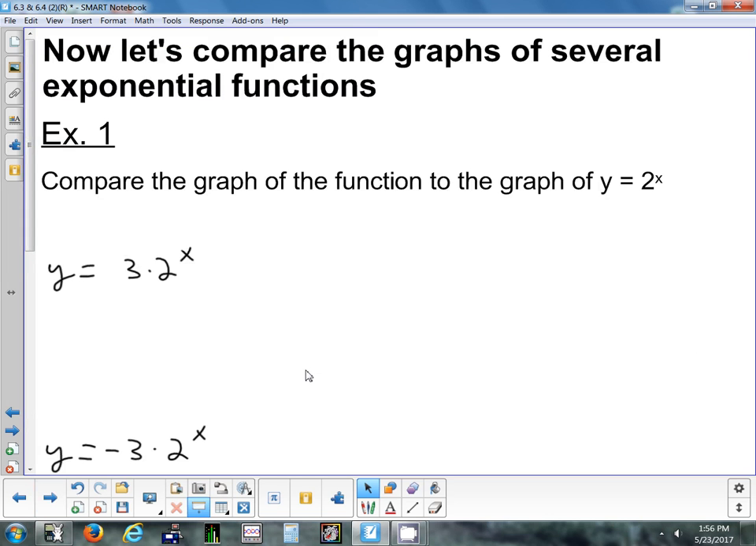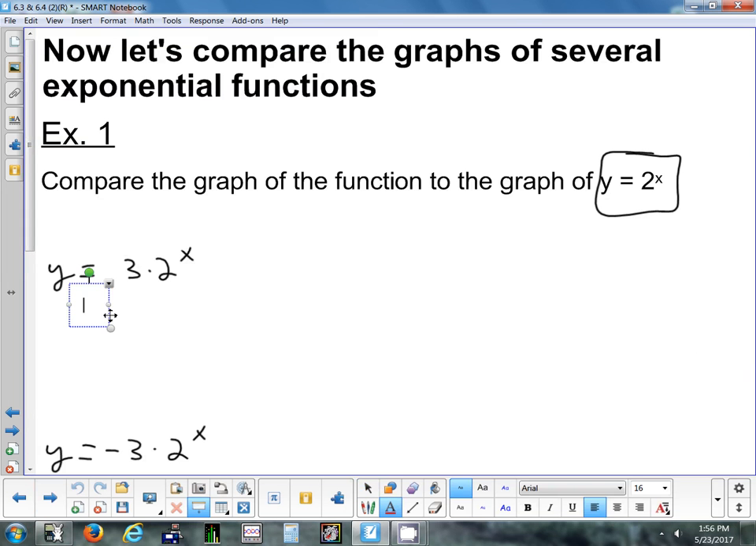So this is the original function, y equals 2 to the x. Our first one, y equals 3 times 2 to the x. Before we even figure out what our sentence is going to be, what number is in that a spot? 3. Yeah, 3 is in the a spot. I'm sorry, Mr. Hager. 3 is in the a spot.